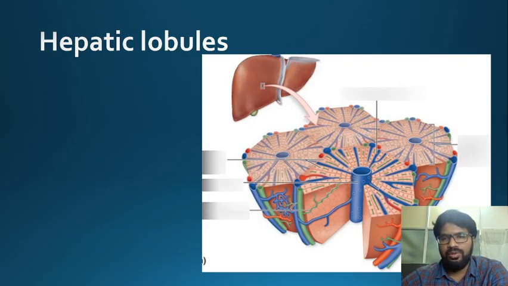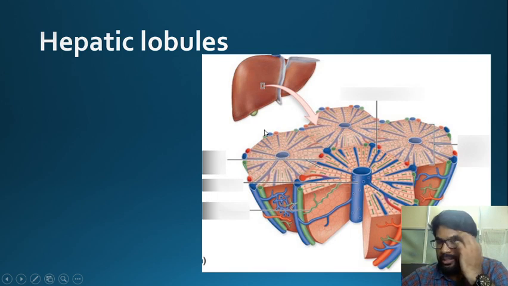As you know, every organ has its functional units. The functional units of the liver are the hepatic lobules. This is the structure of the hepatic lobule. It consists of these cords of hepatocytes, which are separated by these blue structures known as the sinusoids. There is one cord of hepatocytes and the other cord of hepatocytes, separated in between by the sinusoids.